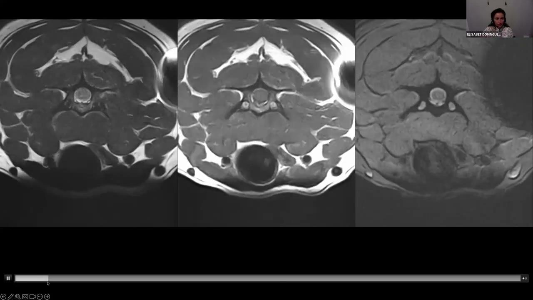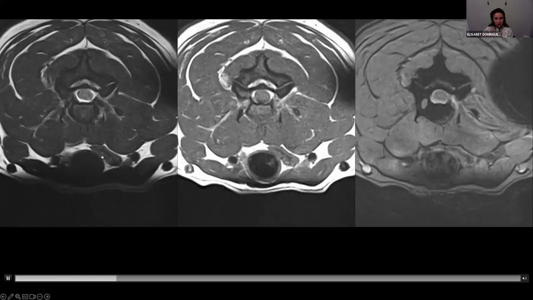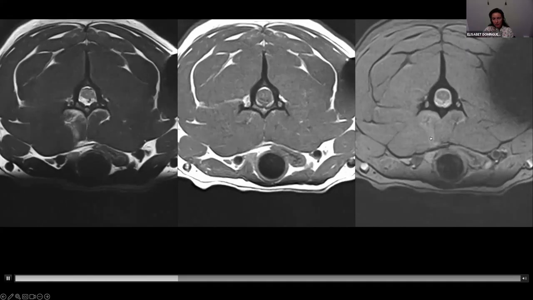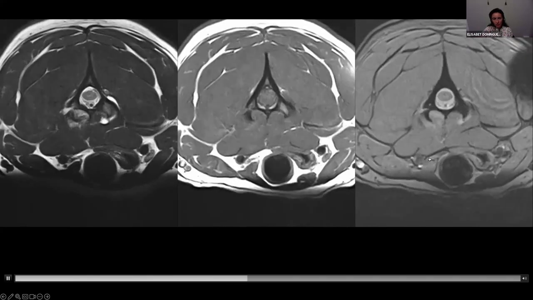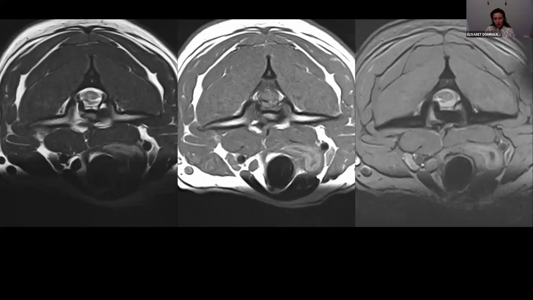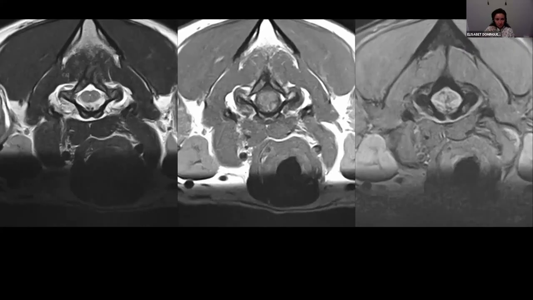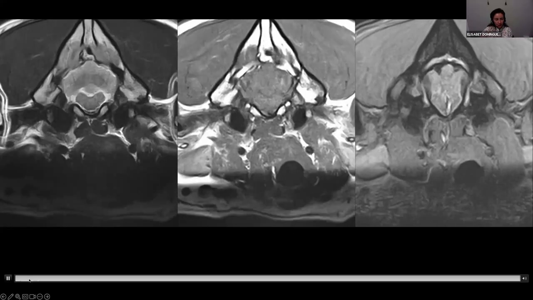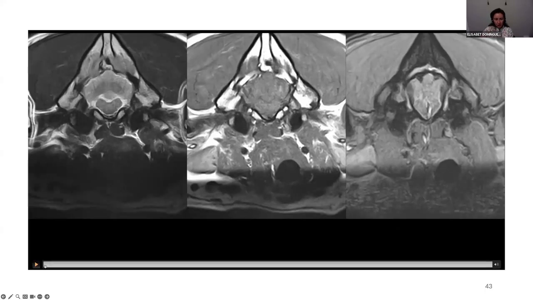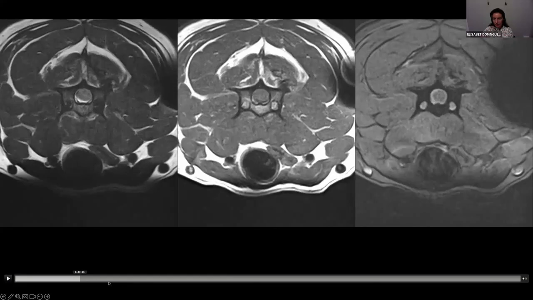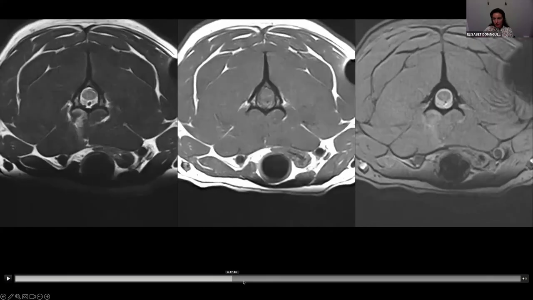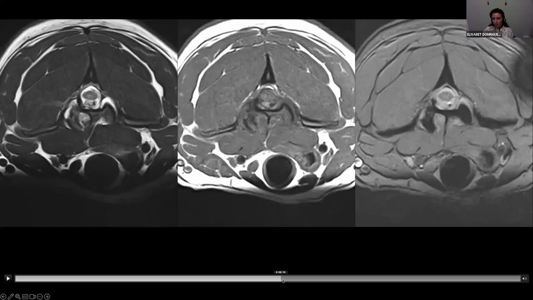Good. We will see the same on transverse. Here we have a T2, a T1, and a gradient echo sequence. And we are moving from caudal to cranial. If we look again, pay attention to the gradient echo, which is pretty good to look at the bones. We can see here on the MRI as well the fracture on the right side of the vertebra that is also visible here.